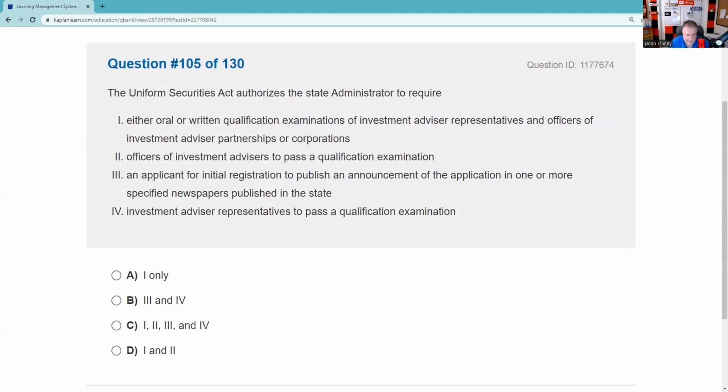It's called a 65. Yes. An applicant for initial registration can publish an announcement in the public paper, the state administrator's public paper. So maybe there's somebody out there that doesn't know you're getting an investment advisory business and you ripped them off or something. 3 is true. Investments have to, but you have to take a 65. So 1, 2, 3, 4.